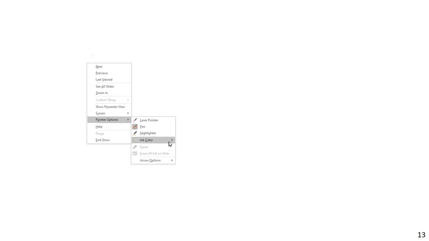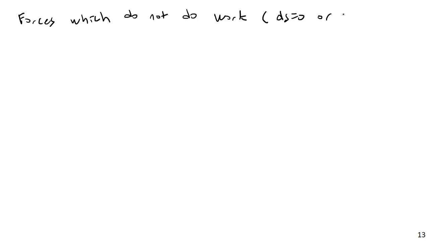So let's create a nice sort of summary of what we've seen here. Forces, let's see what kind of forces do not do work. Forces which do not do work. So in other words, there are two ways you can get forces to not do work. You can either have ds be 0, the change in distance be 0, or cosine alpha equals 0. This is what we've been talking about, where the force is perpendicular to displacement.